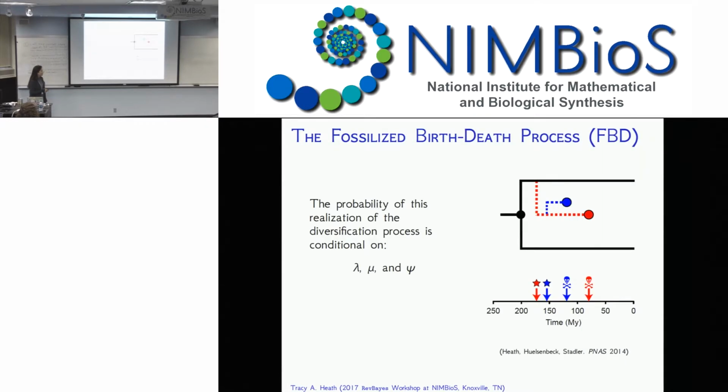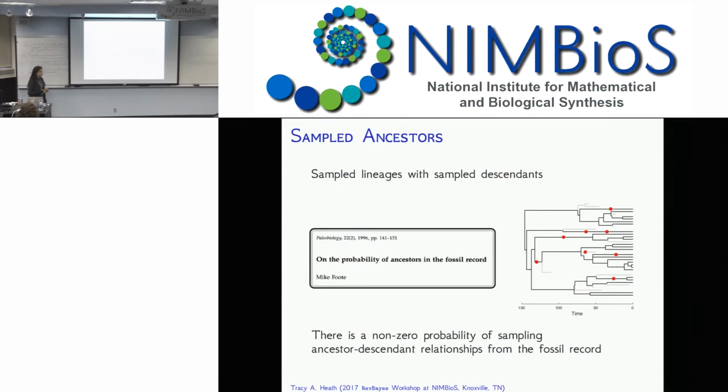So we can then use MCMC to marginalize over all of these reconstructions, and if we have morphological data, we can then also use those data to inform the placement of these fossils and those speciation times. So this is sort of the objective of using this approach in a Bayesian framework. And so this does bring me to this issue of the sampled ancestors.